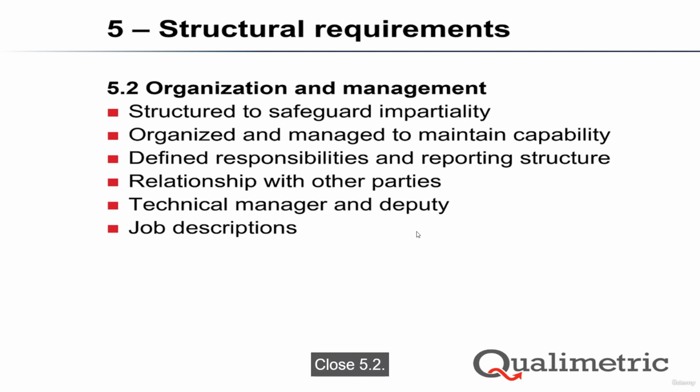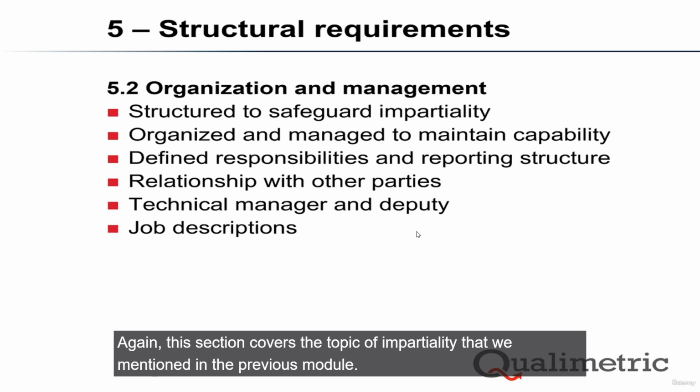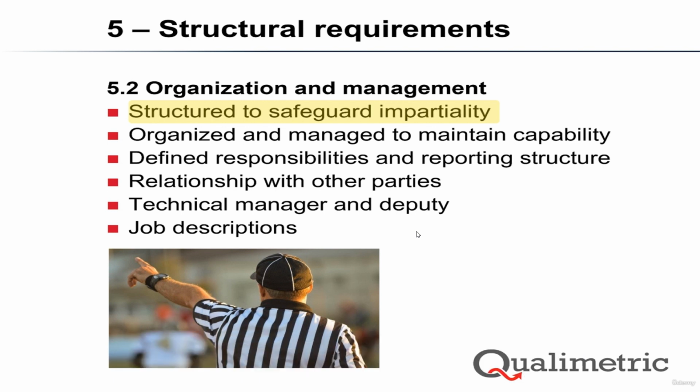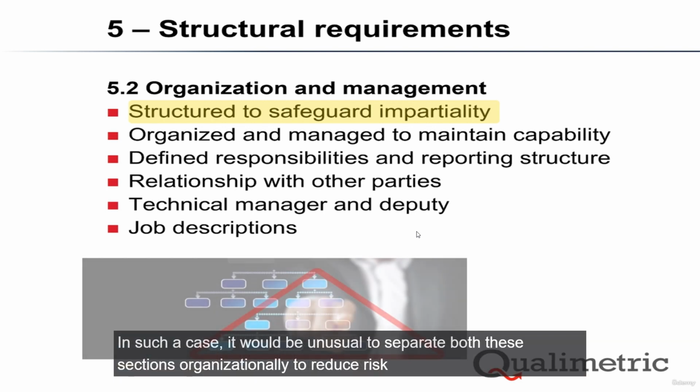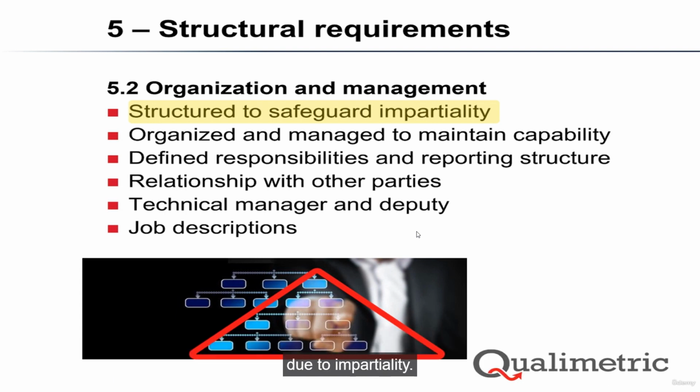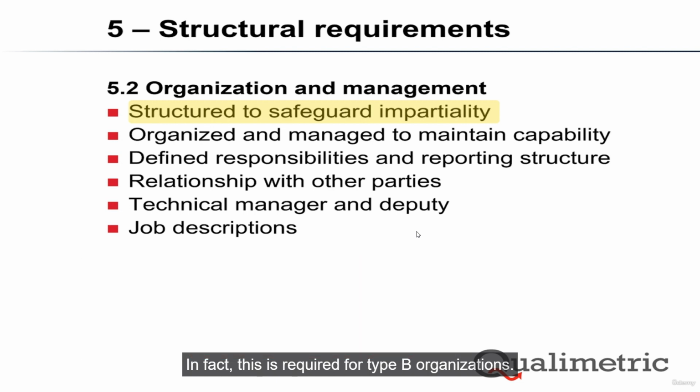Clause 5.2 covers organisation and management. Again, this section covers the topic of impartiality that we mentioned in the previous module. It states that the organisation should be structured and managed so as to safeguard impartiality. An example of this would be an organisation which produces and inspects its own products. In such a case, it would be usual to separate both of these sections organisationally to reduce risk due to impartiality. In fact, this is required for Type B organisations.